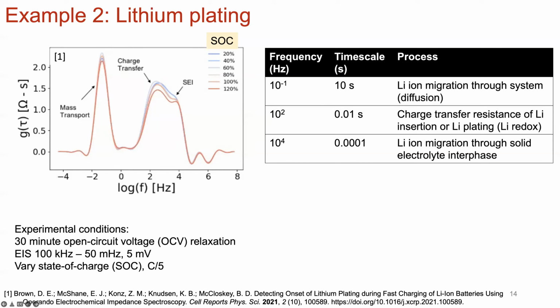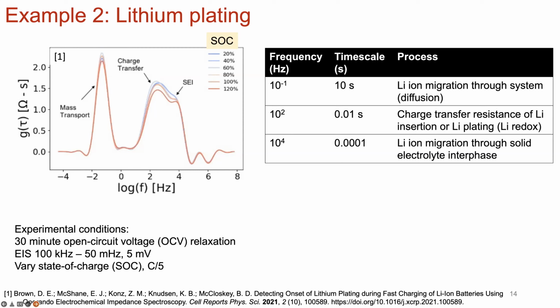And so in terms of matching the time scale with processes that we expect during these time scales, we can expect lithium diffusion at this time scale, mass transport, and charge transfer, the charge transfer resistance of lithium ion inserting and plating onto the graphite material. So that's the lithium redox. And then we can also expect lithium ion migration that occurs through the solid electrolyte interface at 10 to the 4th. Okay, so that's extremely fast.